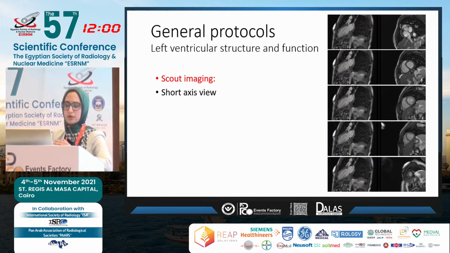And we get short axis view, like we said, it's perpendicular to the axis of the LV, and we get a whole stack of images. And we mainly rely on these images to detect regional wall motion abnormalities and to use those images in order to compute and quantify the exact cardiac function and volumes.